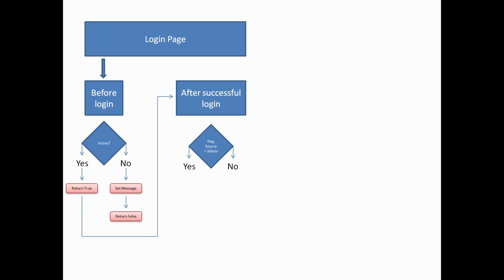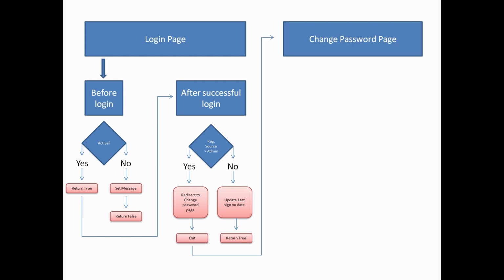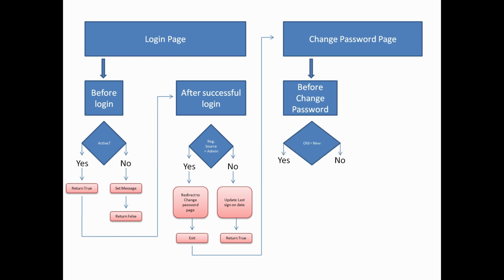We see if the registration source is equal to admin. If it is not, we're going to update the last sign-on date and simply continue with the login. If the registration source was admin, we're going to redirect to the change password page and we exit this event. Within the change password page, the before change password event is going to execute. Simply in there, we ask whether the new and the old passwords are the same. If they are the same, we're going to set a message and refuse the change of password.